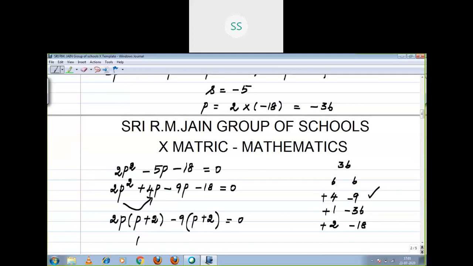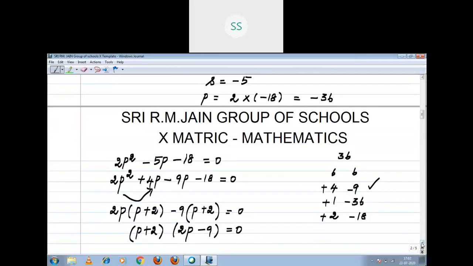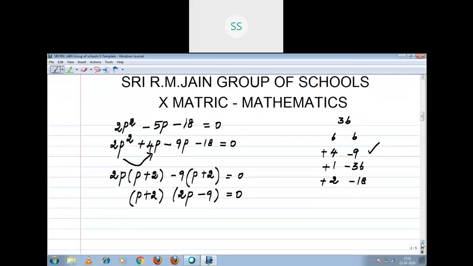Now, p plus 2 is common. Then which should be the rest? 2p minus 9 equal to 0, right? In the splitting part you have to concentrate on the sum. The possibilities you have to focus on the product, right? Now, what are the roots that we are going to find out when we equate with 0, right?